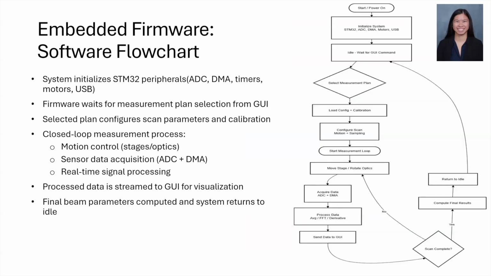The software flowchart for embedded firmware starts with initializing the STM32 peripherals: ADC, DMA, and timers. Then the firmware will wait for a measurement plan selection from the GUI. That selected plan configures the scan parameters and calibration, and then it goes through a closed loop measurement process of motion control, sensor data acquisition, and real-time signal processing. Then that processed data is streamed to the GUI for visualization, and any final beam parameters are computed and the system returns to idle.